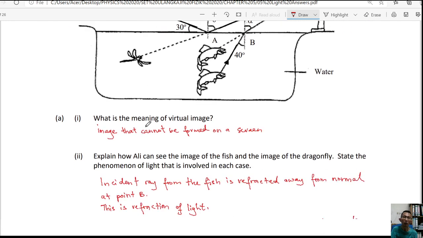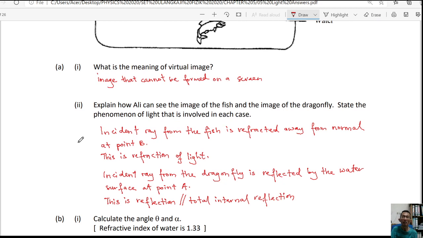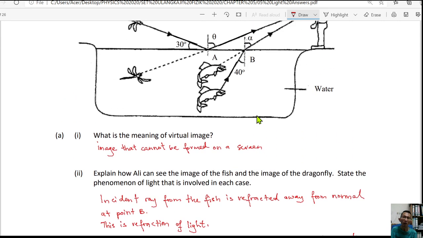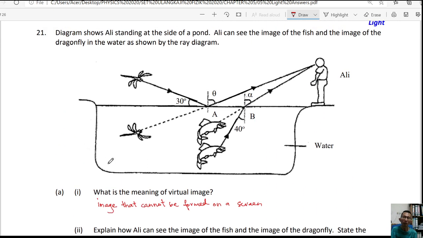Now, A2. Explain how Ali can see the image of the fish and the image of the dragonfly, and then state the phenomenon of light that is involved in each case. Now let's look at the picture. Ali can see the fish. Why? You see here, the fish is supposed to be here, but Ali sees that the fish is at this position. This is due to refraction.